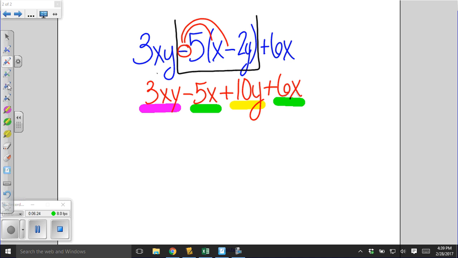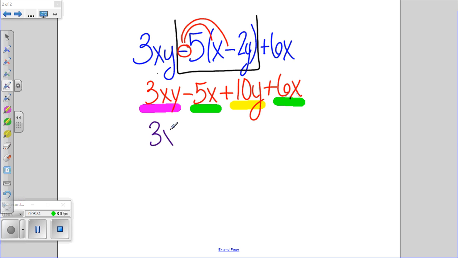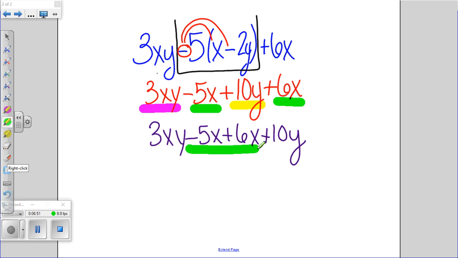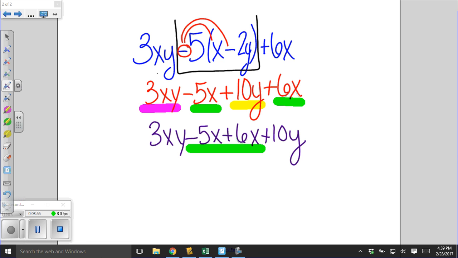Personal preference for me is I like to use the commutative property of addition and rewrite my problem. So 3xy minus 5x. I'm going to change this grouping because I want to move my 6x over, plus 6x plus 10y. And this way I have my x's together, and so for me it's easier to see that this is what can be combined. So I have 3xy stays the same because I can't combine it.